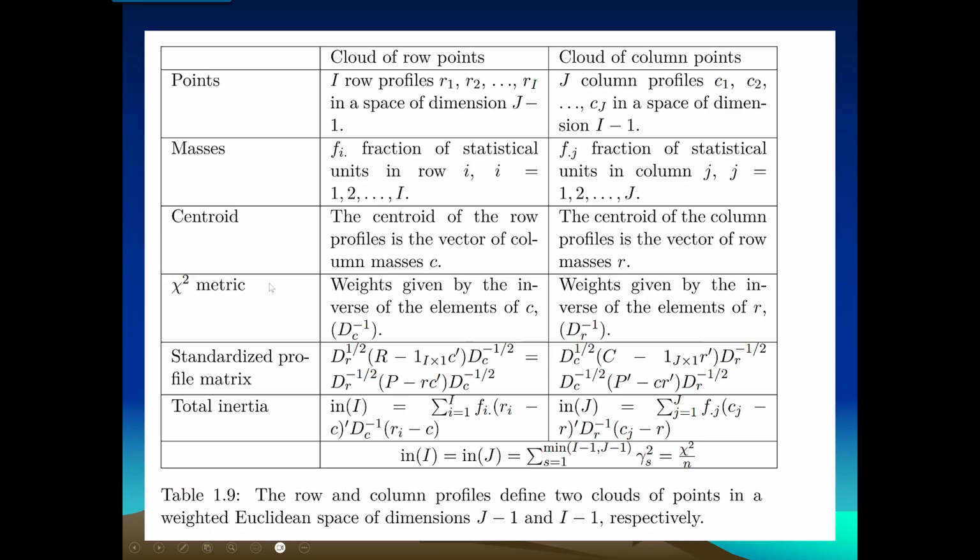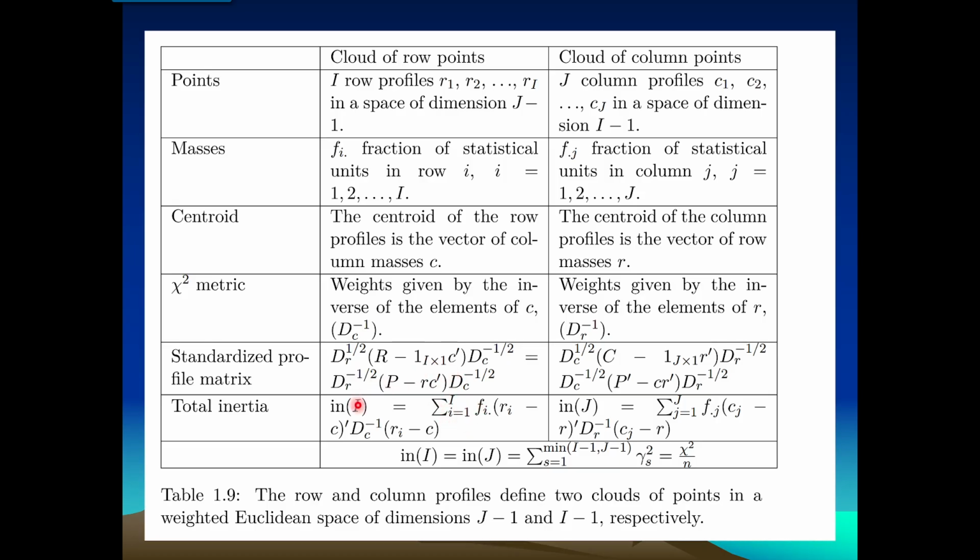Here there is a chi-square matrix where the weights between two different rows take into account the inverse of the elements of C. Therefore, this is a chi-square metric. Similarly, the same thing for the column space. Standardized profile matrix, and this one is exactly the transpose of this.